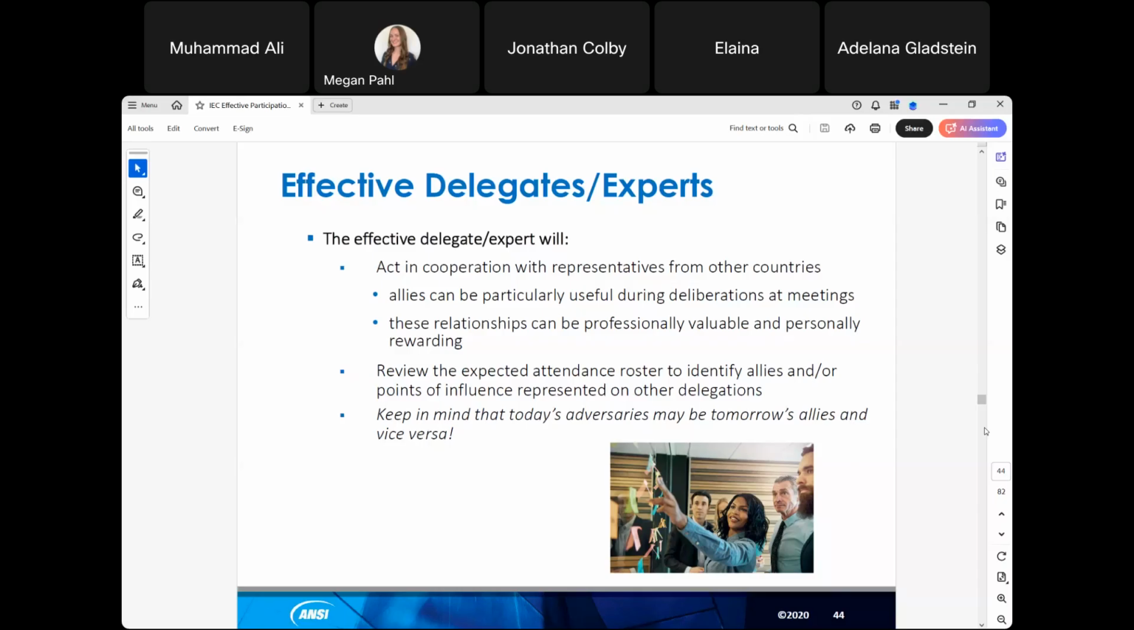Look at the attendance roster beforehand, see if you can identify allies and points of influence, so you can be represented with the other delegations. It's nice to be able to find your friends. Then always remember that you might be working on one document where somebody is your ally, but they could turn into your adversary for the next point on a different document. So it's important to know who your allies are, who your adversaries may be, and be ready to pivot because they may change. Next.